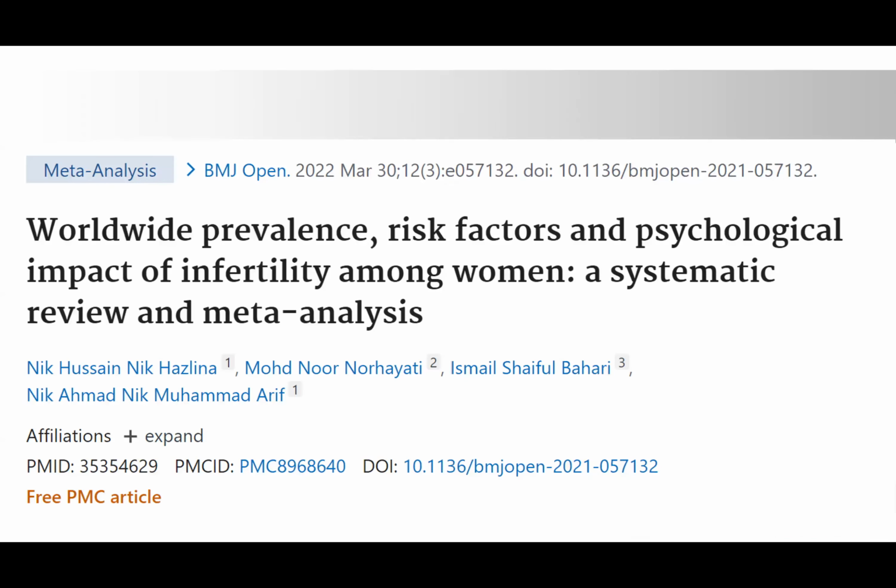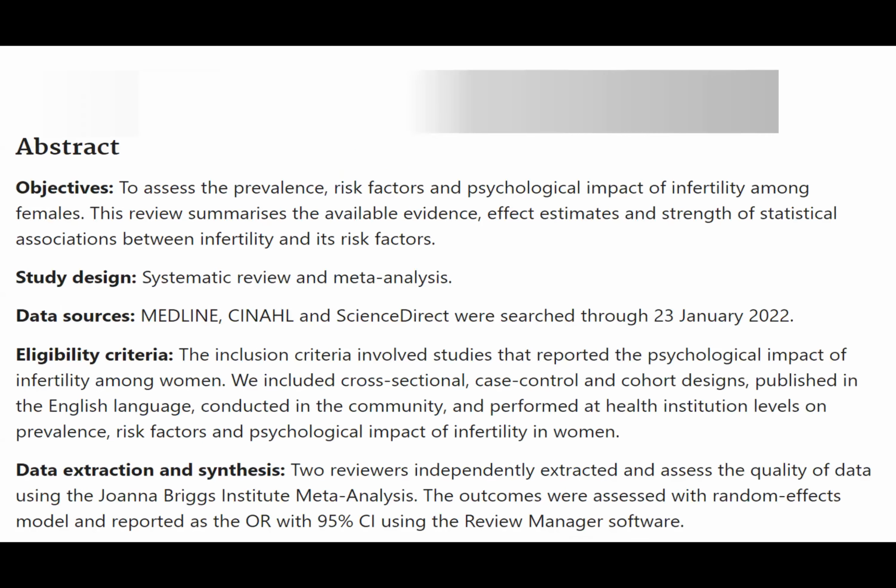This is another article, published in 2022: Worldwide Prevalence, Risk Factors and Physiological Impact of Infertility Among Women, a systematic review and meta-analysis. Objective: to assess the prevalence, risk factors, and physiological impact of infertility among females. This review summarized the available evidence, effect estimates, and strength of statistical association between infertility and its risk factors.